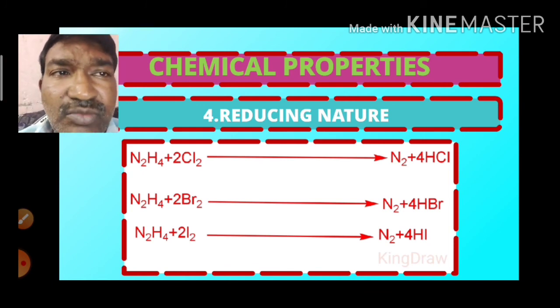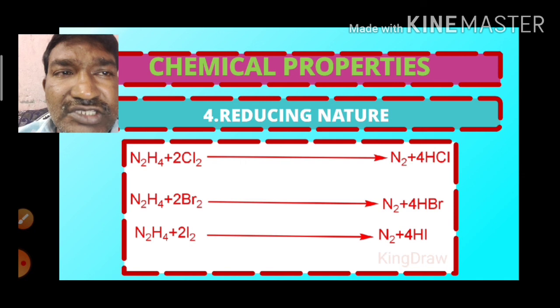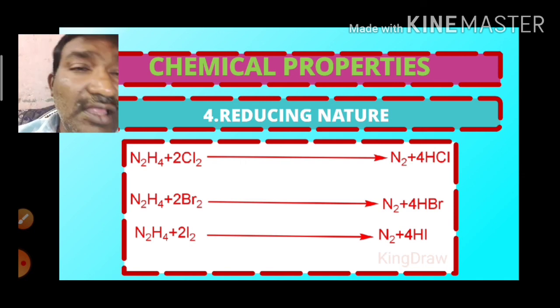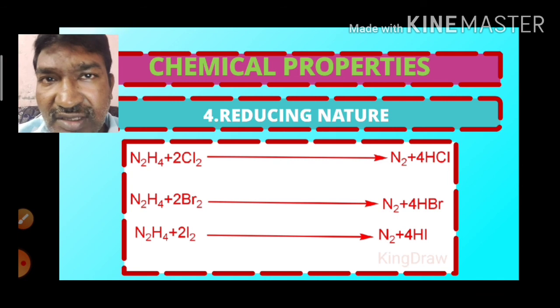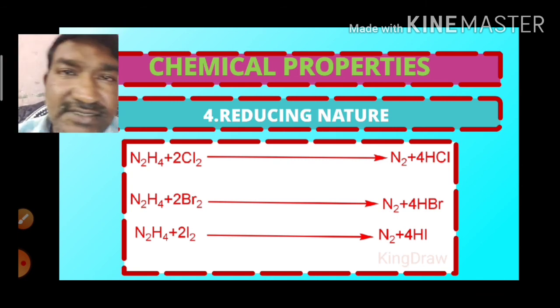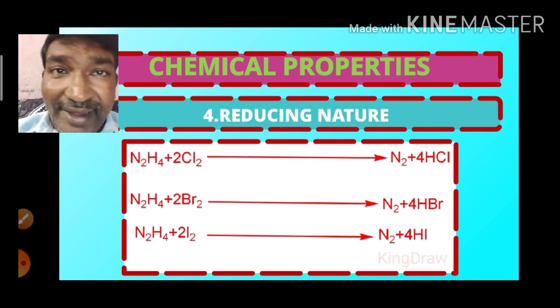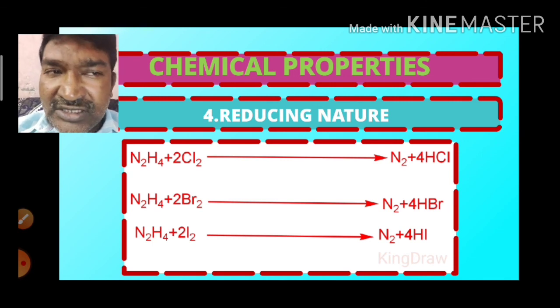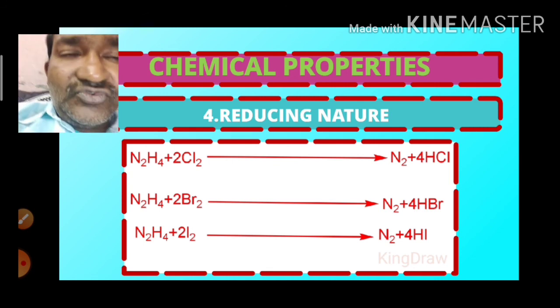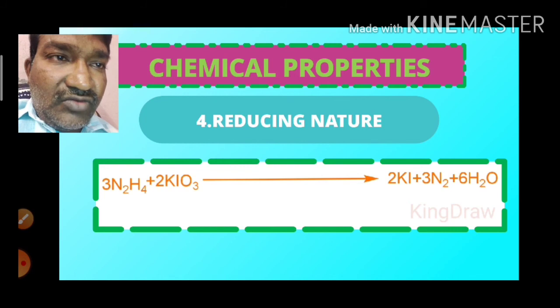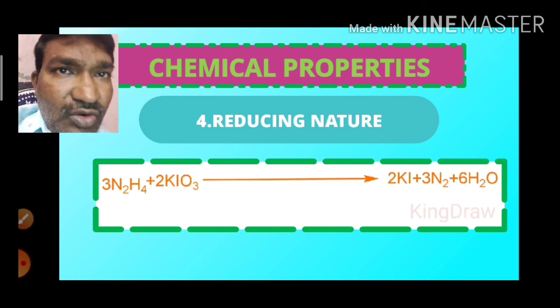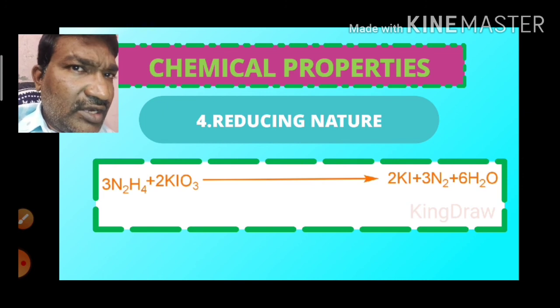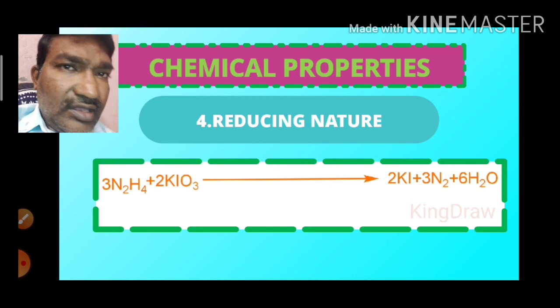Here is one more reaction example for the reducing nature of hydrazine. Hydrazine reduces halogens to their corresponding halides or hydrohalic acids. For example, hydrazine reduces chlorine to nitrogen and hydrogen chloride. It reduces bromine to bromide. It reduces iodine to iodide. Like that we have to remember. We have two more examples for the reducing nature, but in university exams we have to write only 3 or 4 examples. That is enough for us.